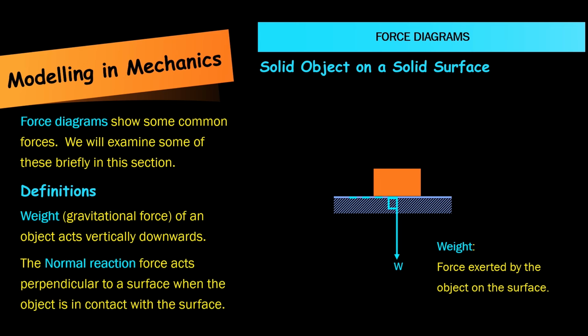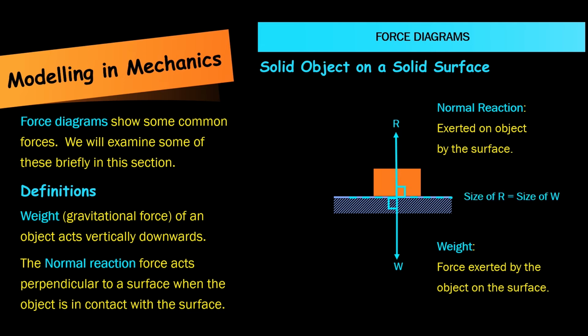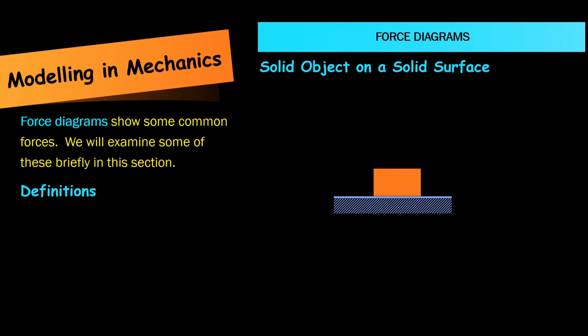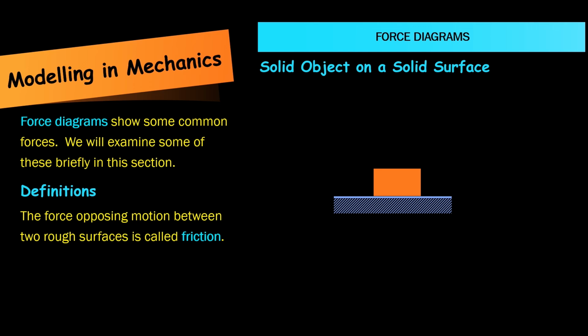The normal reaction force acts perpendicular to a surface when the object is in contact with the surface, as shown here, and denoted by capital R. The size of R is equal to the size of W, the weight. The force opposing motion between two rough surfaces is called friction. So suppose we have the direction of motion as shown in the diagram, then the frictional force is acting opposite that, as shown.